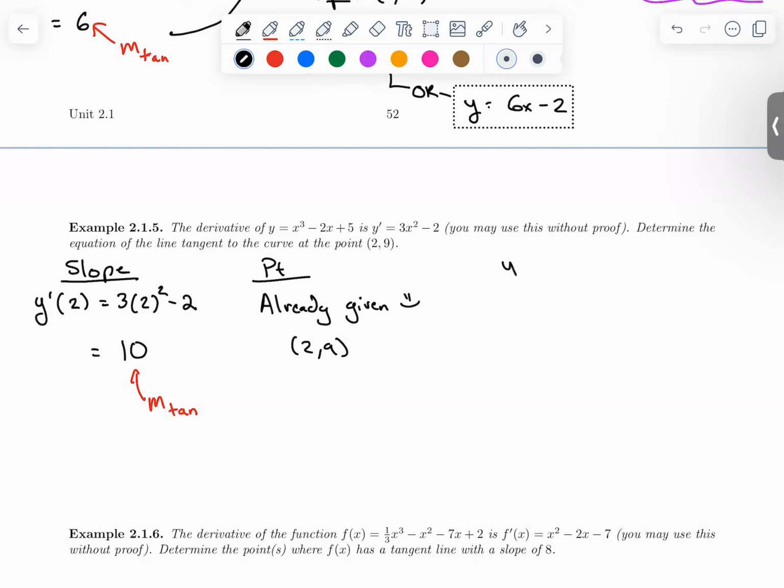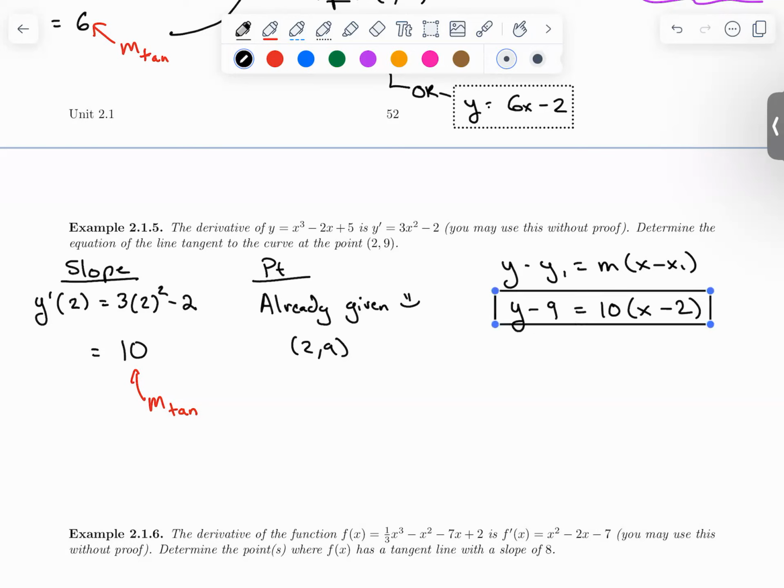Because this is all I have to do. y minus y sub 1 equals m times x minus x sub 1. That is y minus 9 equals 10 times x minus 2, or y equals 10x minus 20 plus 9, so minus 11. Yeah, I am that petty. I'm gonna do it every time now. It's the first time I've started doing that. I'm gonna do that forever now.